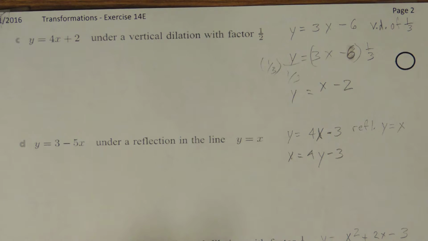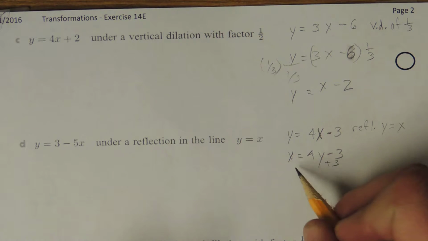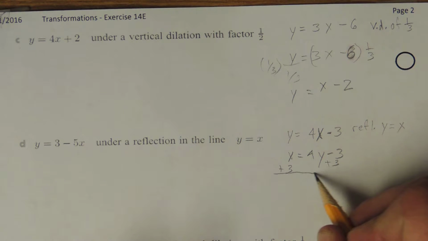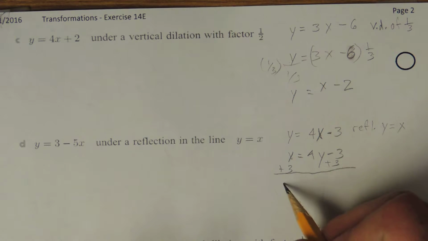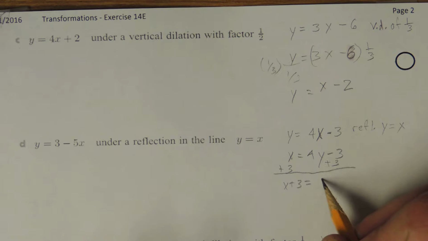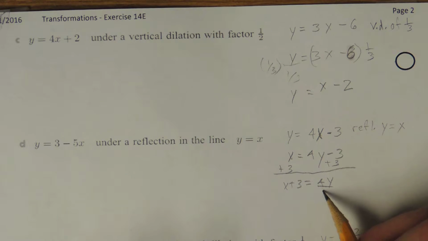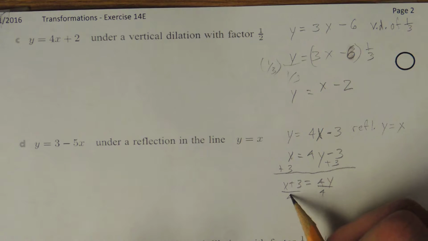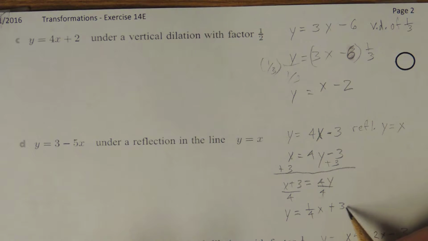But we need our equation in terms of y. So I have to add 3 to both sides, which gives me x plus 3 equals 4y, or dividing both sides by 4 and flipping it around, I'm going to end up with y equals 1/4 x plus 3/4.